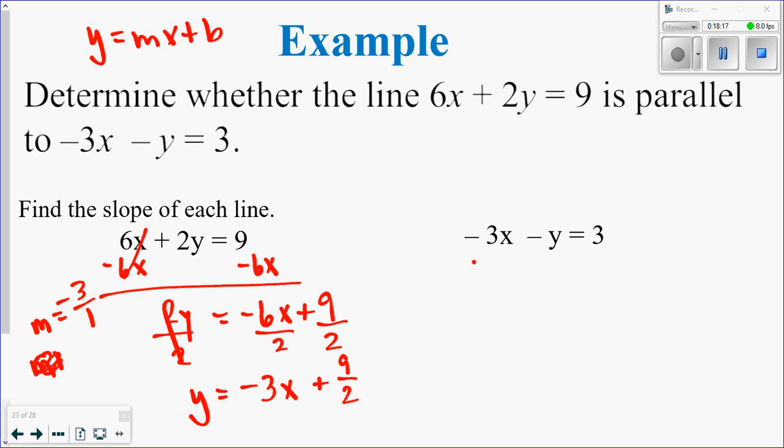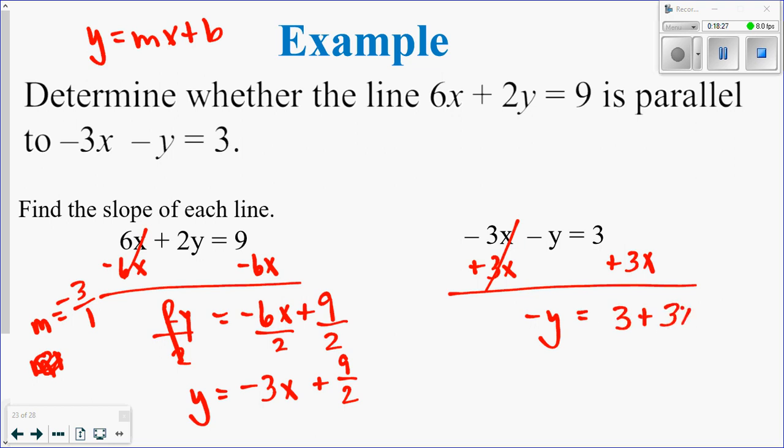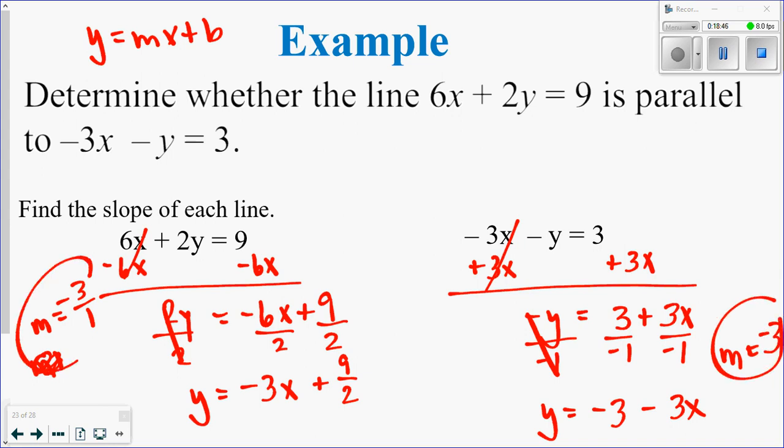This one here, I'm going to add 3x to both sides. So I get -y equals 3 plus 3x. And since that negative is there, that means I have to divide everything by -1. Y equals 3 divided by -1 is -3. 3x divided by -1 is -3x. This one also has a slope of -3. So since they have the same slope, then they are parallel. So your answer would be parallel in this case.